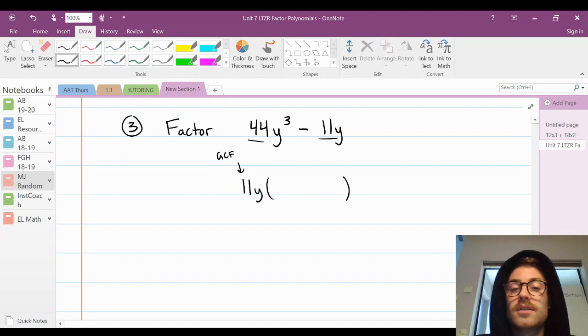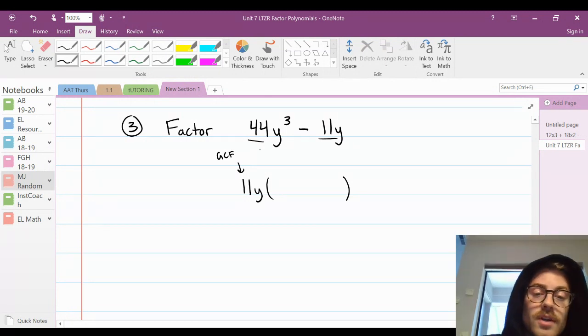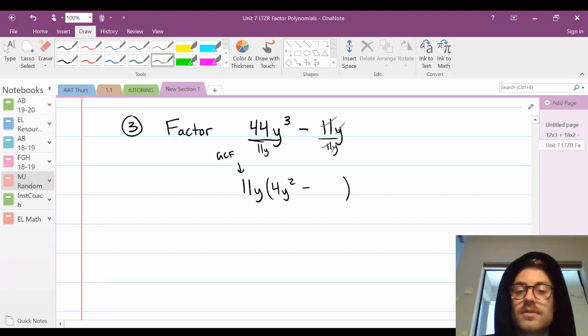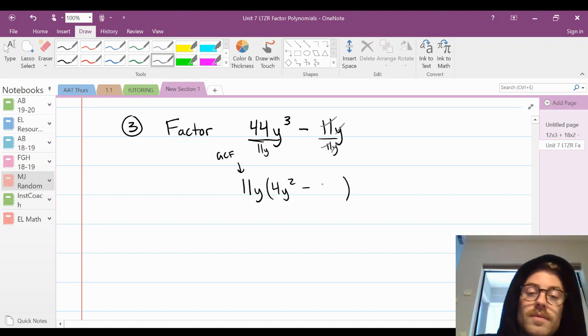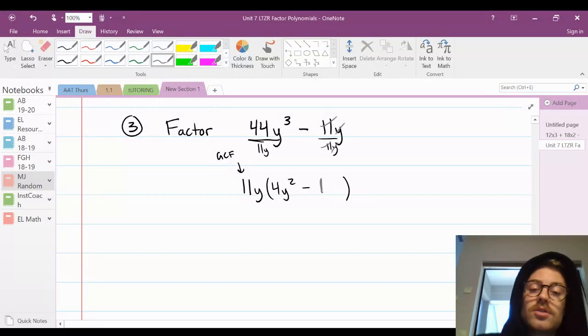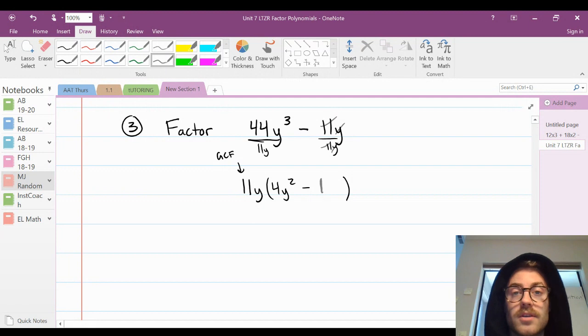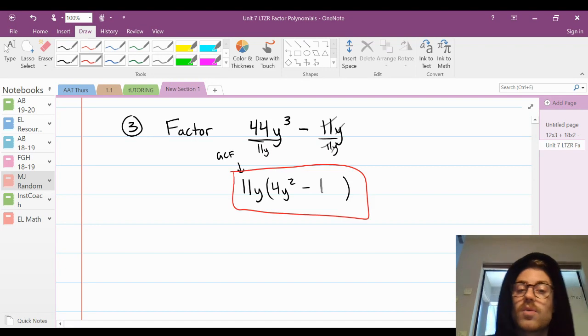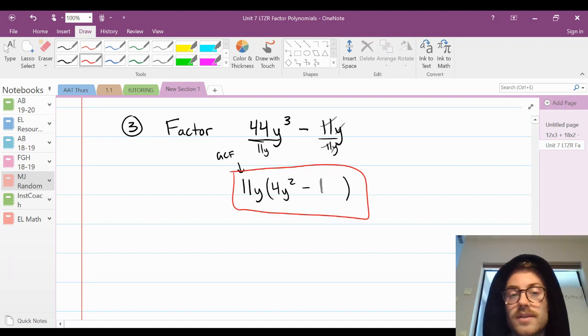But again, I need to make sure I figure out what's left to get my entire factored form. So when I divide each of these by 11y, I'm left with 4y squared minus, and you'll notice here that the 11's cancel and the y's cancel. This is not a 0. We need to make sure that they divide to 1. When you're canceling out, they're dividing to the number 1. So my final answer in factored form is 11y times the quantity of 4y squared minus 1.